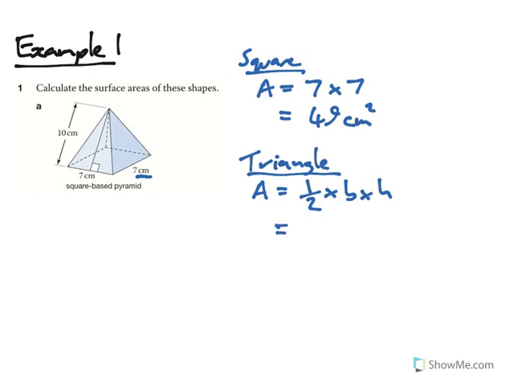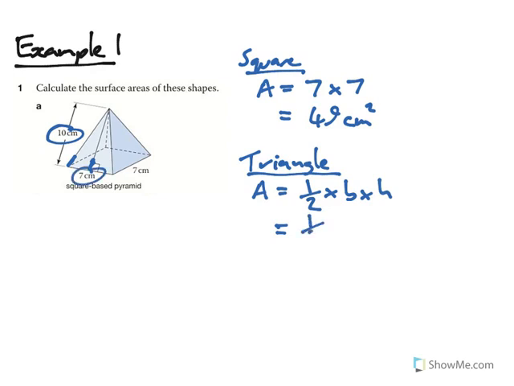So half times base times height. For the triangle, we can see that the height of a triangle is going to be 10 centimetres, and that's the perpendicular height, the height from the bottom to the top of the triangle. It's not the slant height. This is the slant height here. We want this height, the perpendicular height. And we also can see that the base is 7.